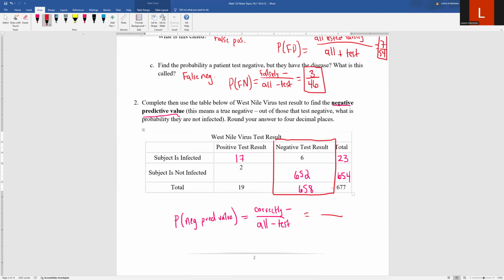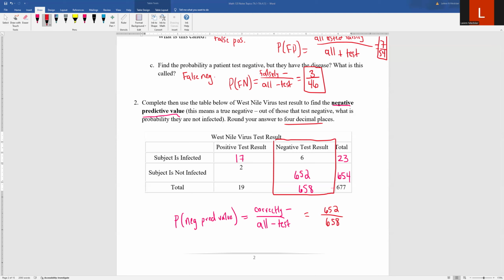There were 658 total negative test results that came back to the doctor's office. And if it told you you were not sick or not infected, it did its job. Okay. So that would be the correctly negative. The people who the test came back negative and they do not have West Nile virus. That means the test and their body's state of being is in agreement. So that would be 652. And we're going to round in the directions our decimal to 4 places. So we need to do division.